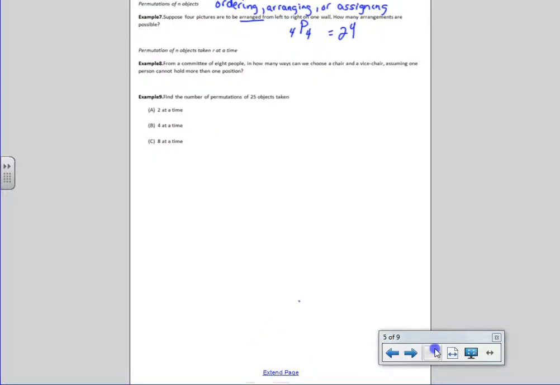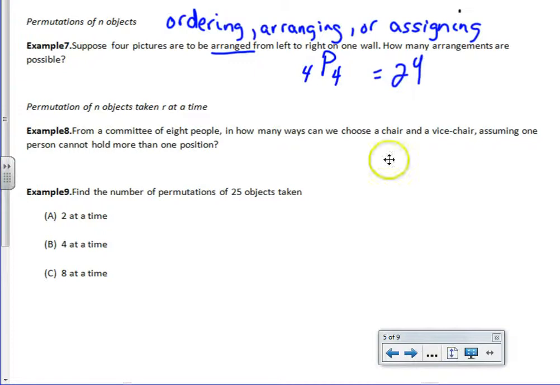Oops. Unextend. There we go. By hand, a permutation is done with the following formula. It's n factorial over n minus r factorial. So when they say n permutations of r, these are the numbers they're referring to.